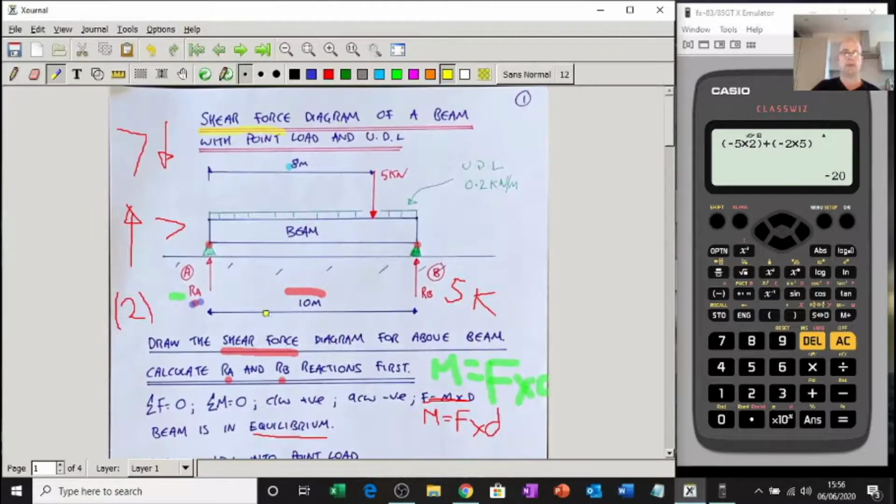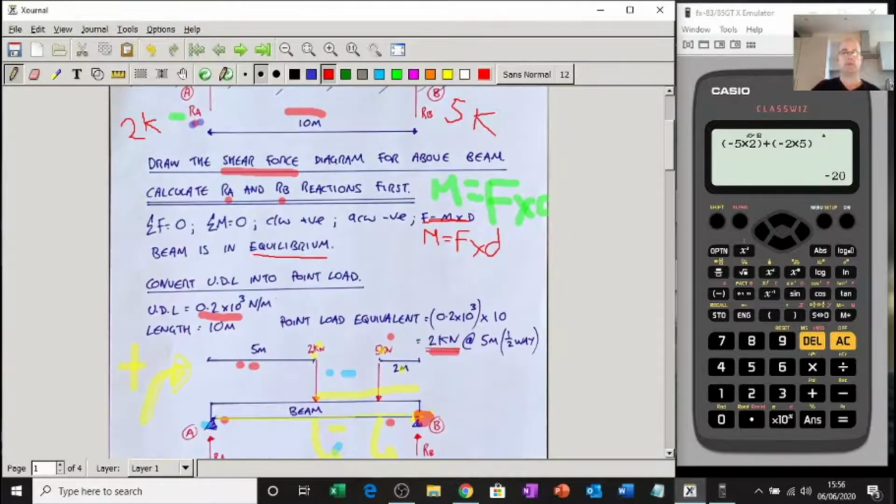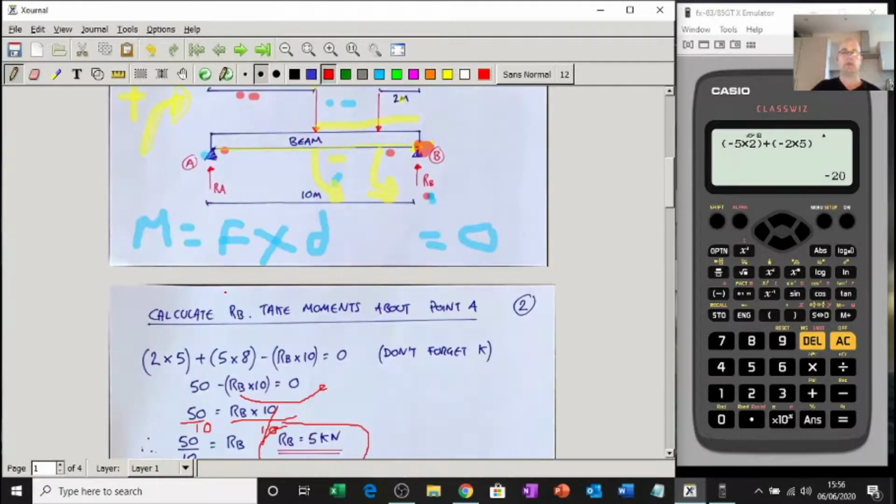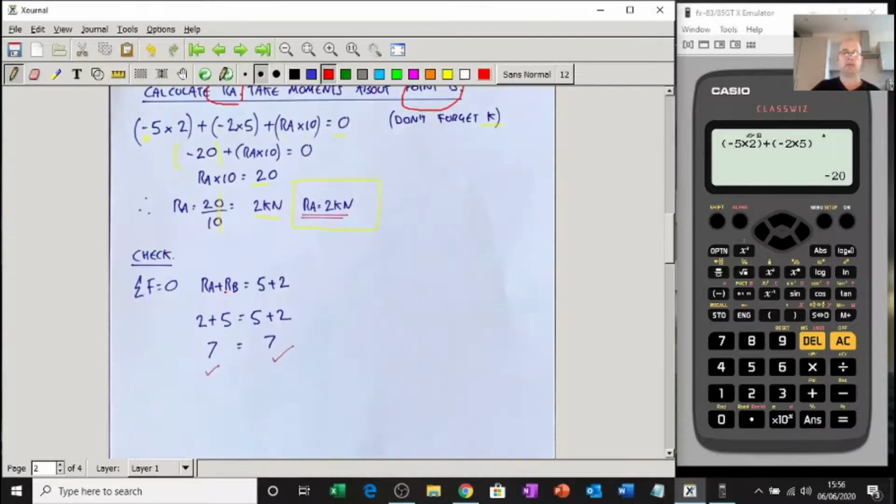So my estimate was fairly good because we've got 2 on this side now. So we've got 2,000 this side and 5,000 this side. So we've got 7 coming down now and 7 coming up. Because what comes down's got to go up. So we've got 7 coming down because we've got 5 and 2 coming down, which means we've got to have 5 and 2 coming up. 7 coming down, 7 coming up. Beam is in balance. Everyone's a winner.